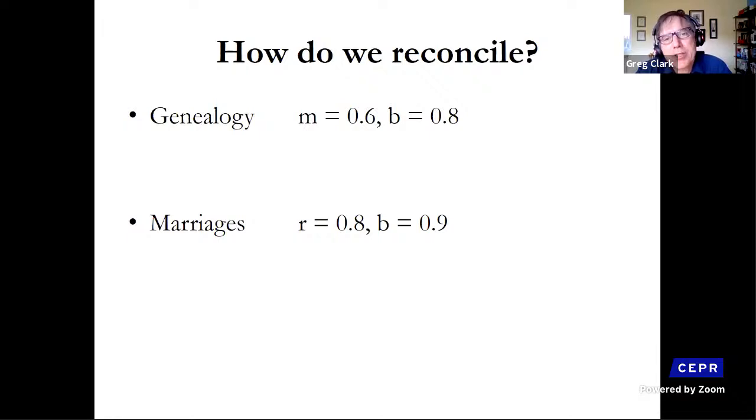We find in the genealogy that marital implied genetic correlation is 0.6, and the long run intergenerational correlation of status is 0.8. We find in the marriage data that the assortment in marriage is 0.8 for the phenotype, and the long run, and not the long run, the current correlation in the phenotype, implied correlation across father to son or father to daughter, is 0.9.